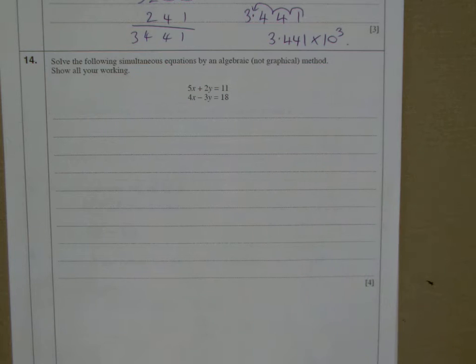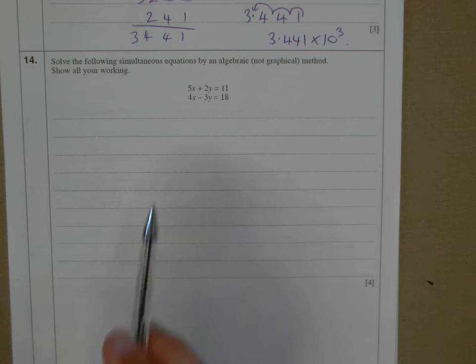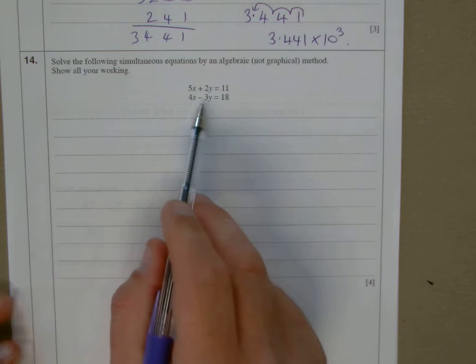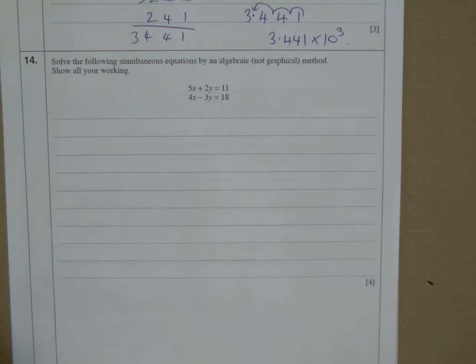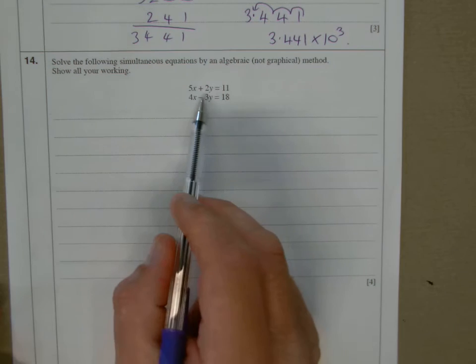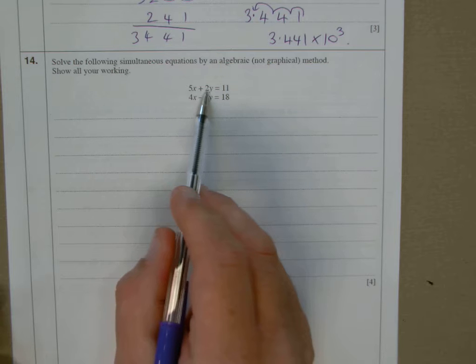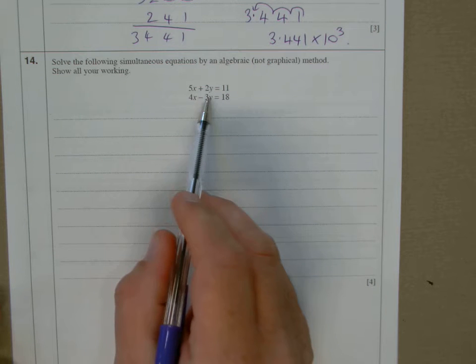Solve the following simultaneous equations by an algebraic method. Now you notice here we've got two equations, and as it says, we can just solve them simultaneously. Now the route we go by often is just to look at what values are in front of the y's, this second term here.